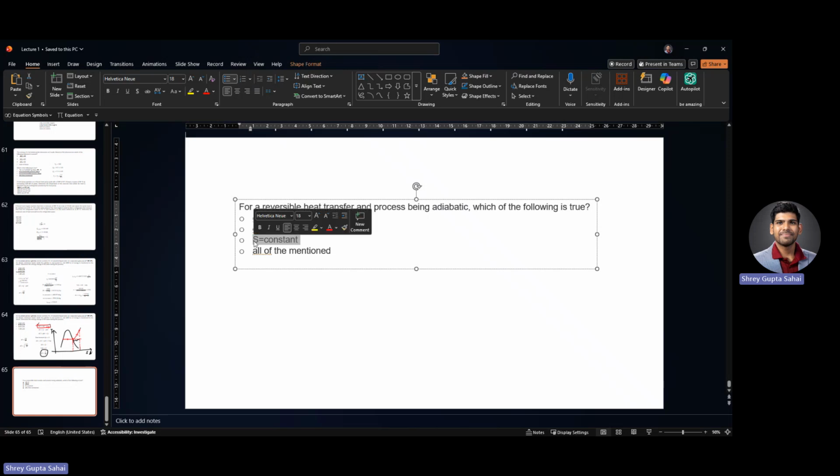A and D are the same options. Sorry, B and C are the same options. And this one, for a reversible heat transfer, this is not true. But for a process being adiabatic, this is true. But for a reversible adiabatic process, ds is also zero. And so all of them will be true if both the conditions are true. So in that case, all of the above is the correct answer.